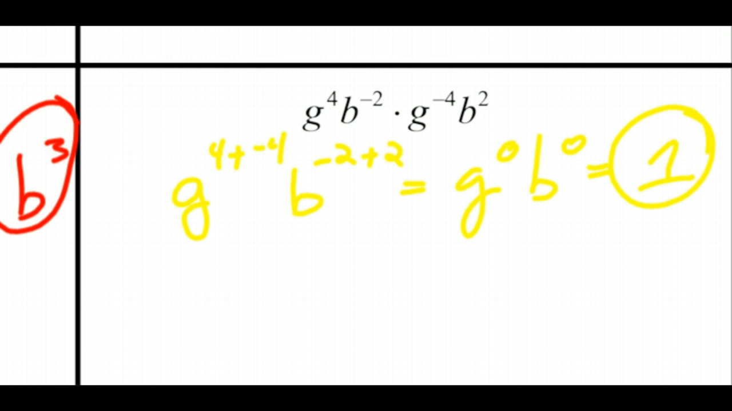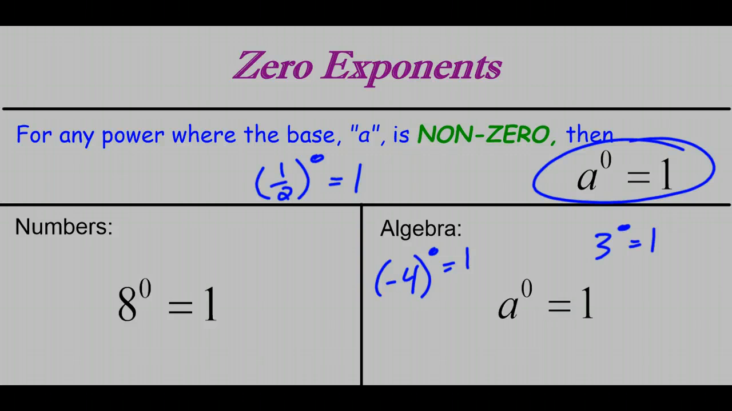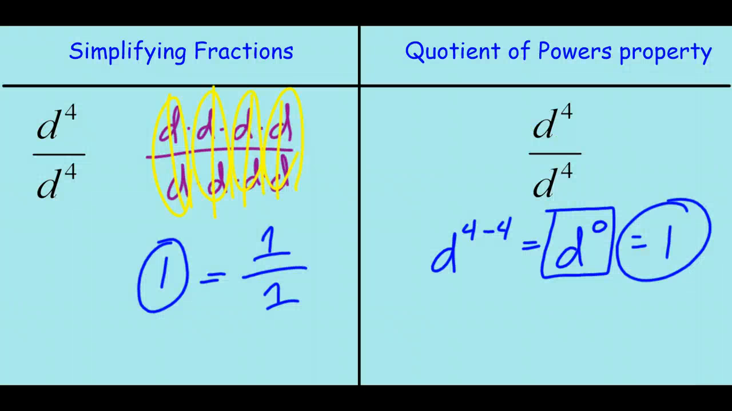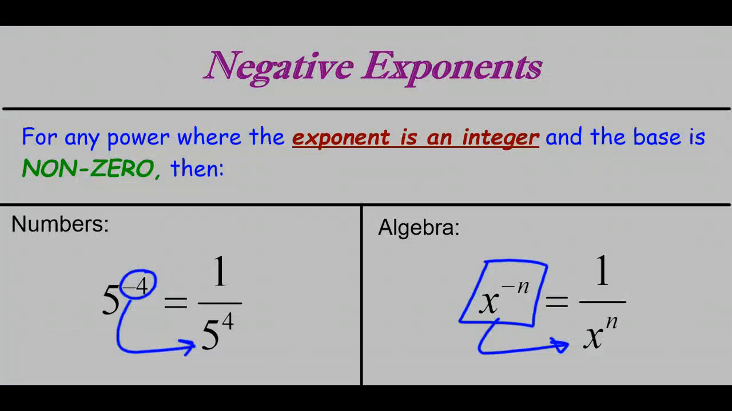So for a quick review, if the exponent is 0, as long as the base is not 0, then any number raised to the 0 power is 1. And if you have an exponent that's an integer and the base is non-zero, then a negative integer just means that your power is in the wrong half of the fraction. 5 to the negative 4th is the same as 1 divided by 5 to the 4th. X to the negative n is the same as 1 divided by x to the n.